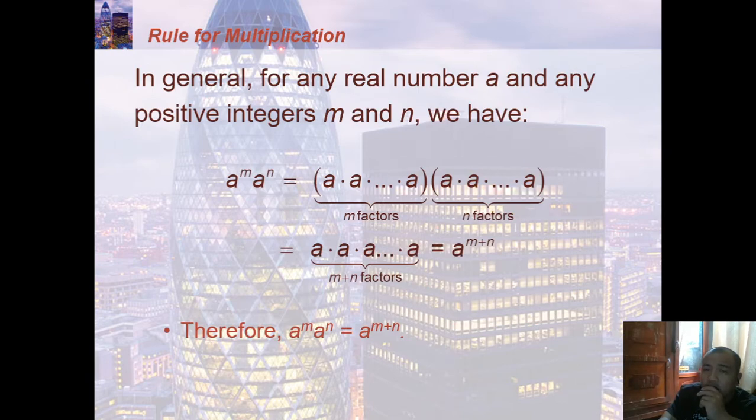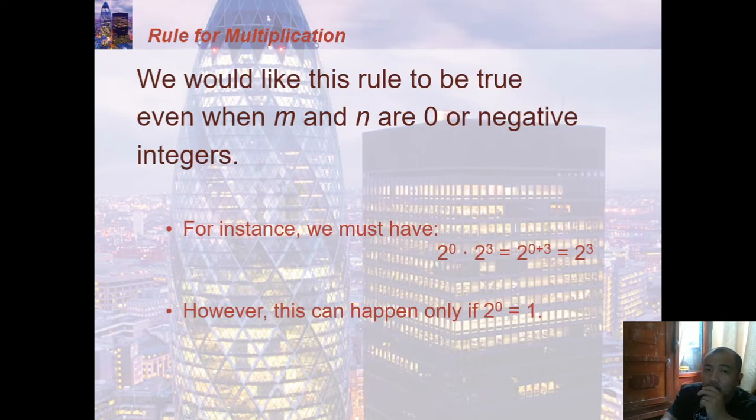In general, for any real number a and any positive integers m and n, a raised to m times a raised to n is equal to a raised to m plus n. We would like this rule to be true even when m and n are 0 or negative integers. For instance, we must have 2 raised to 0 times 2 cubed equal to 2 raised to 0 plus 3, which is still 2 cubed. However, this can happen only if 2 raised to 0 equals 1.